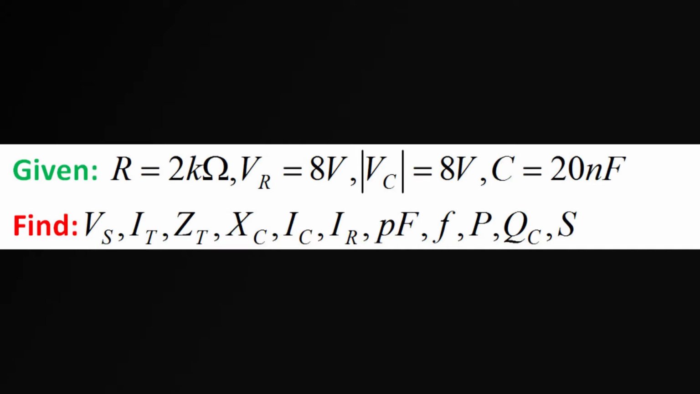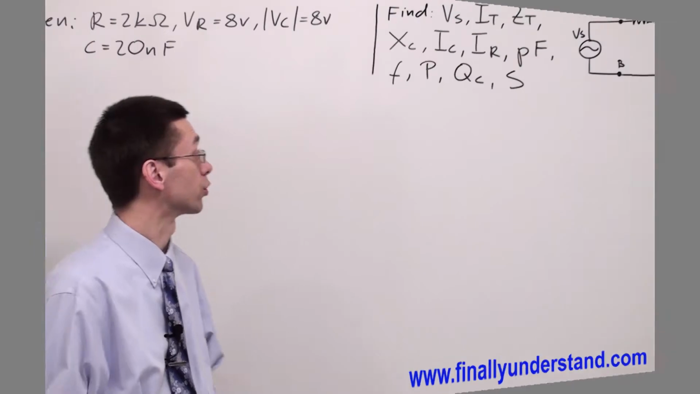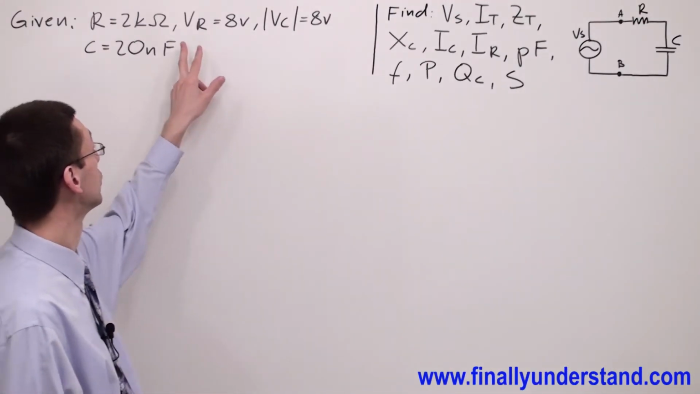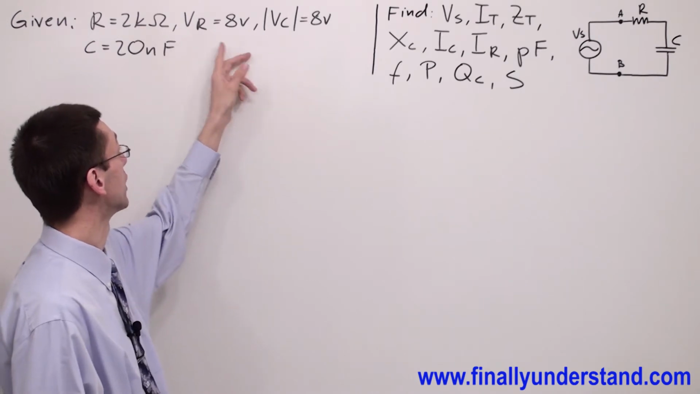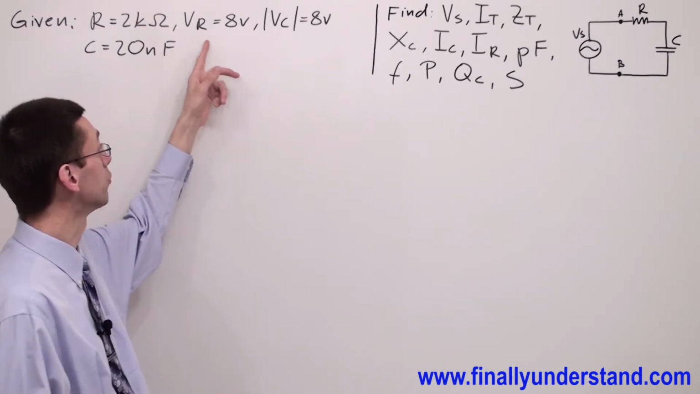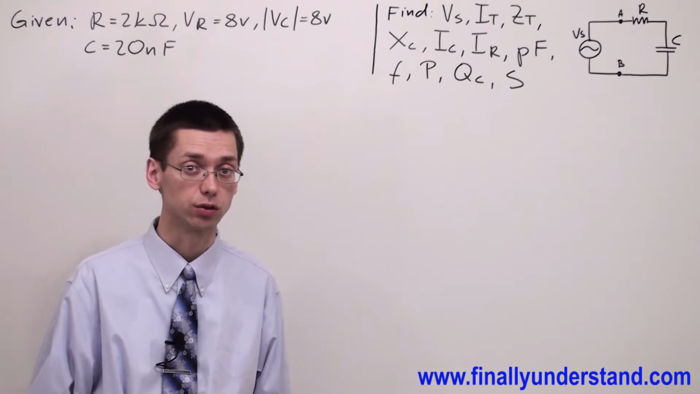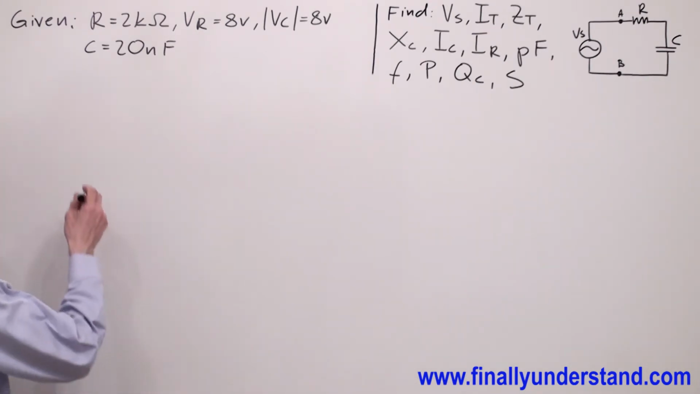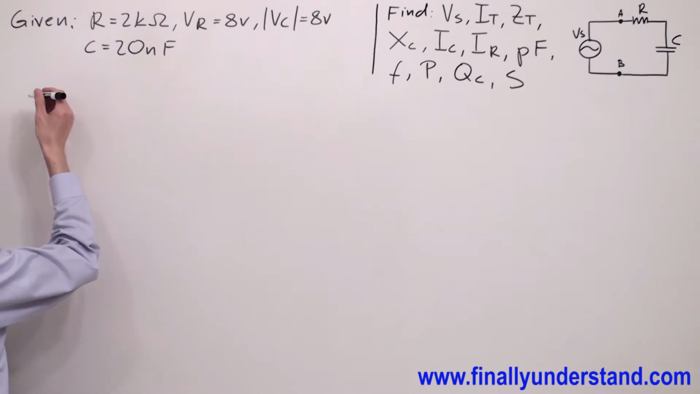We have another example on the board. First, I'm going to find the voltage source. In order to find the voltage source, you're supposed to realize that we have been given two voltages, I mean the voltage across the resistor and the voltage across the capacitor. Okay? So in order to find the voltage source, we're supposed to use the Pythagorean theorem.